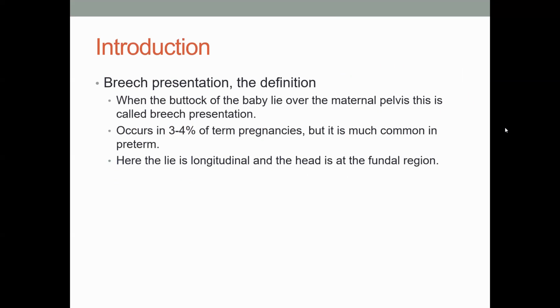So there are two types of longitudinal lies. One is cephalic presentation, the other one is the breech. Breech is when the buttocks lie over the maternal pelvis. It occurs in about 3 to 4% of term pregnancies, but you have to understand this is term. It is much more common in preterm. At about 28 weeks, it might be about 25%.